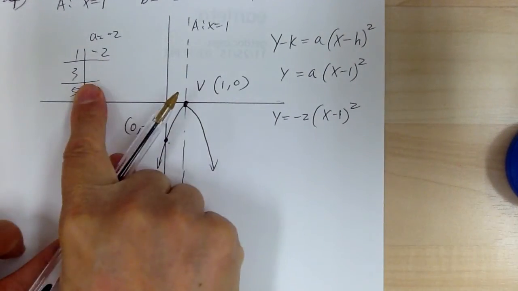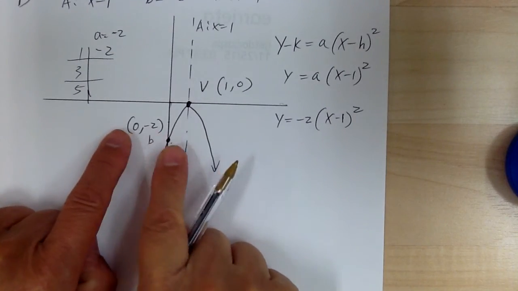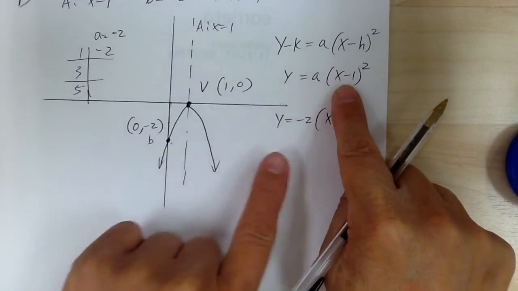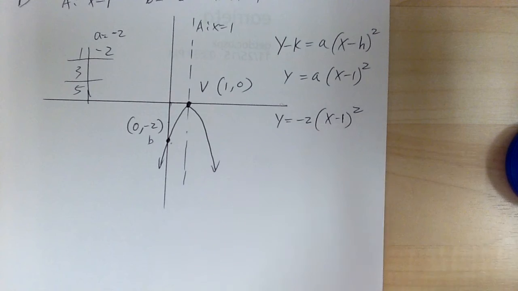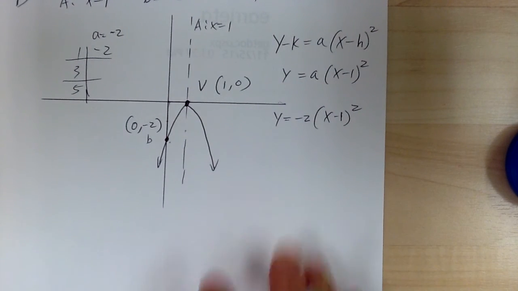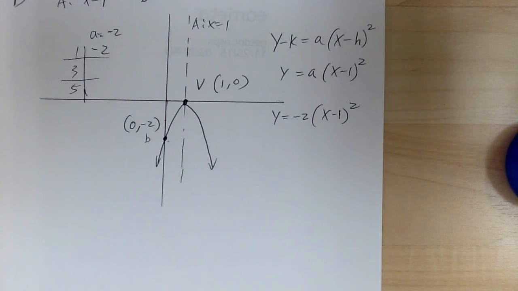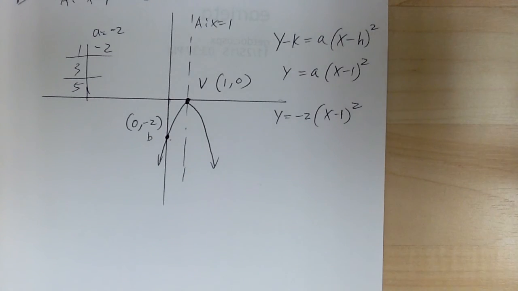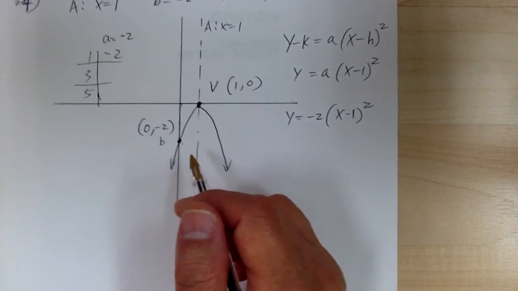Now, if you don't get that, that's okay. You just substitute the x and the y into the equation, and you can find a either way. But when you sketch it out, it helps you think it through. Okay, so let's go and do some practice.